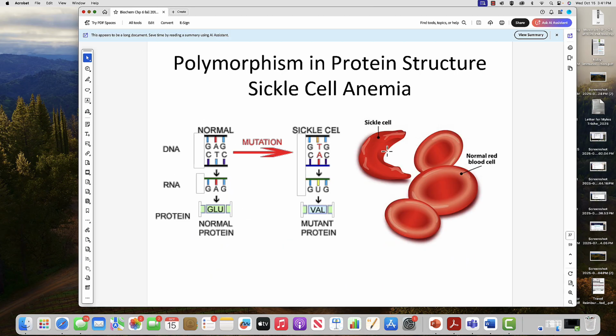Okay, so this is just visually showing you the normal red blood cell versus the sickled red blood cell, and that small change, that one base change from glutamic acid to valine, has a very serious side effect.